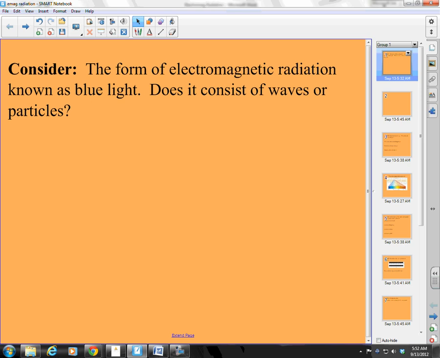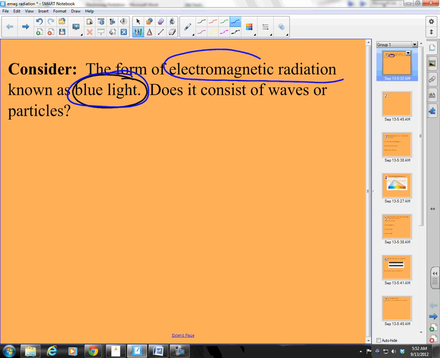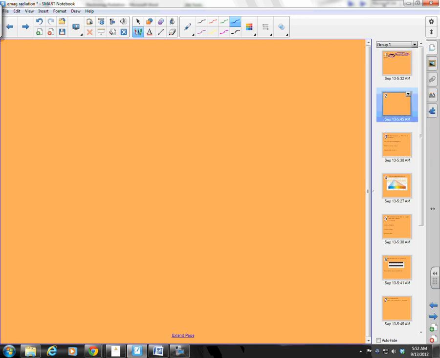Consider the form of electromagnetic radiation known as blue light. Does it consist of waves or particles? Egads, where do we start? Well, I kind of want to know what electromagnetic radiation is. So let us get into that.